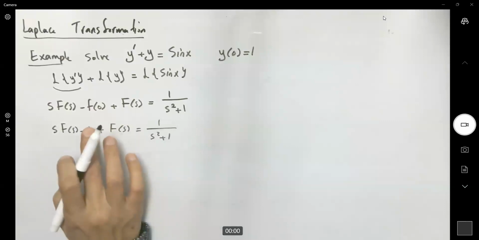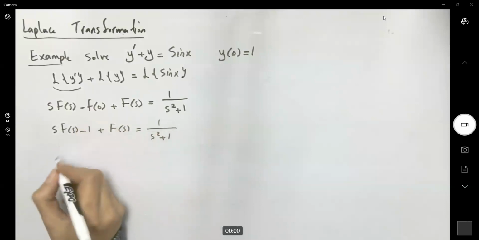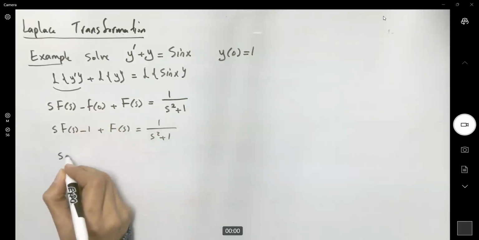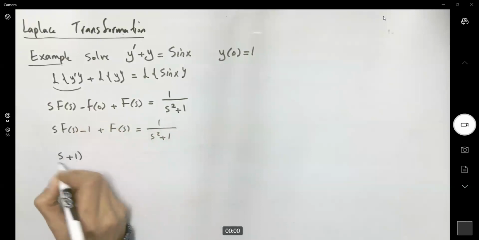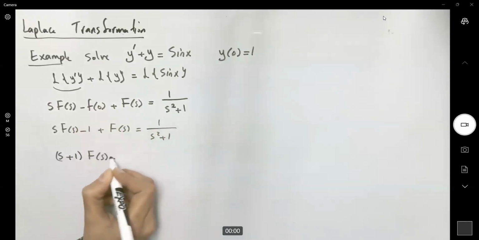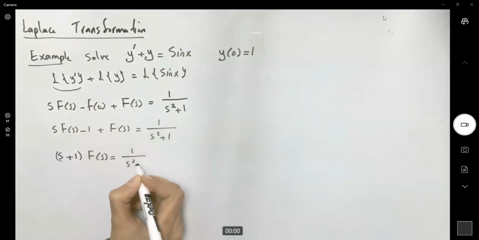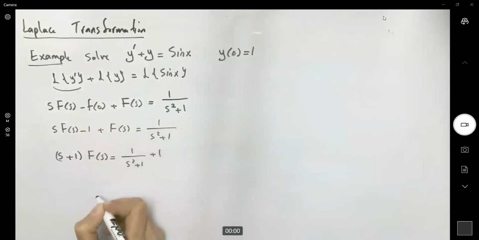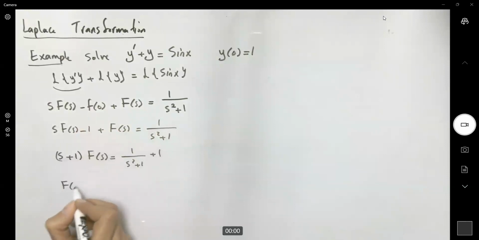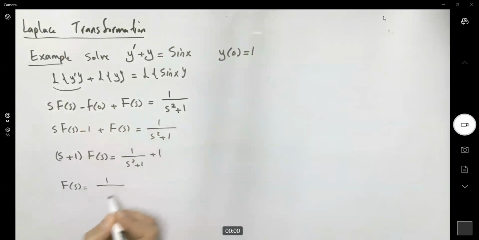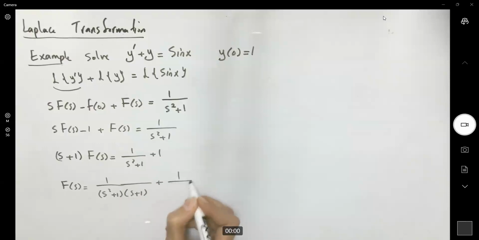So here, if you add 1 to the other side, this is (s plus 1) F(s) equals 1 over s squared plus 1, plus 1. So what are we going to do? We're going to isolate F(s) on one side. F(s) becomes 1 over (s squared plus 1)(s plus 1), plus 1 over s plus 1.